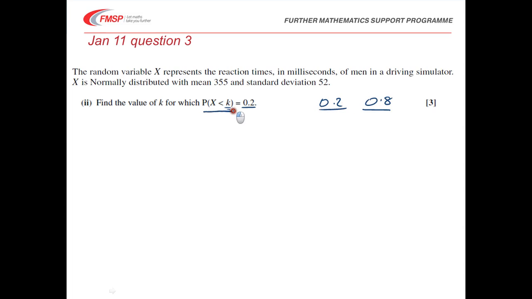Secondly, this is a cumulative probability of 0.2. That's going to give you a negative z value when you standardize, and that's really important to bear in mind. If this is 0.2 at the bottom, you can see we're going to get a negative z value. When you look at your tables, your percentiles are for 50 percentiles and above. So we have to look up what we call the 80th percentile here.